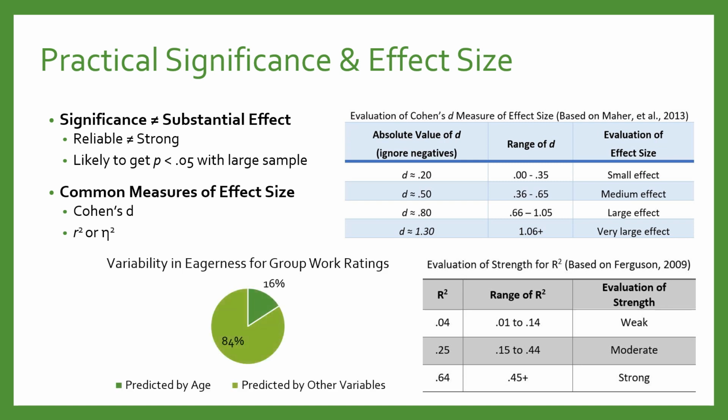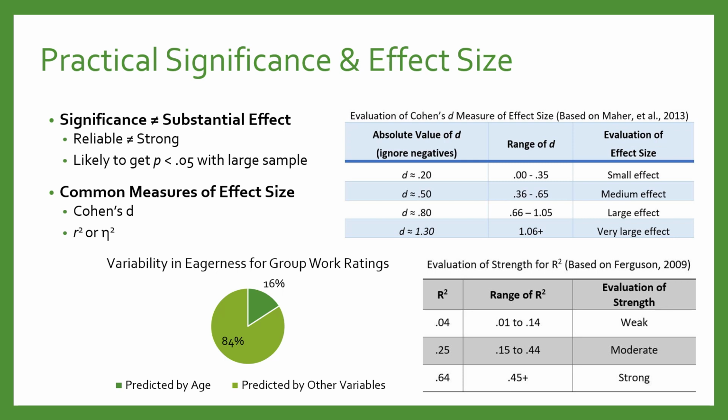So for example, if we had an R-squared of 0.16 in a study where we were looking at the relationship between age and eagerness for group work, we could conclude that 16% of the differences in ratings of eagerness for group work were predicted by age, and 84% of the differences in eagerness for group work are predicted by variables other than age, like past experience with group work or social anxiety. So this is a moderate effect.